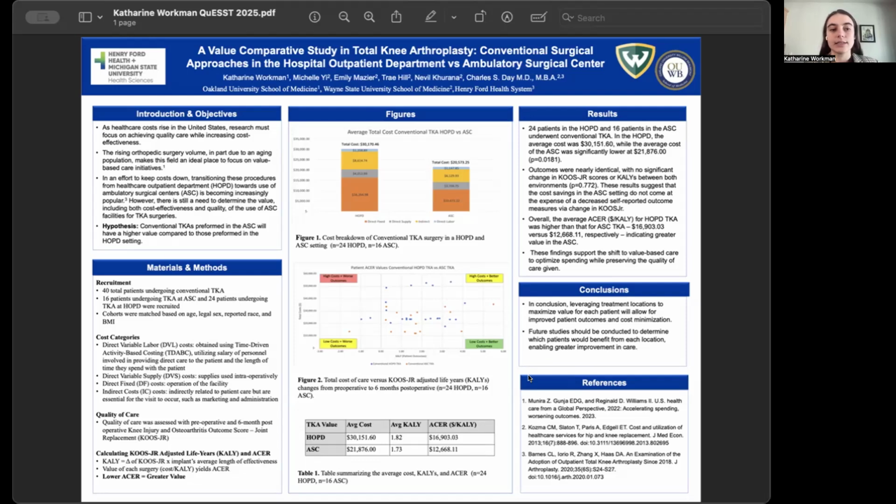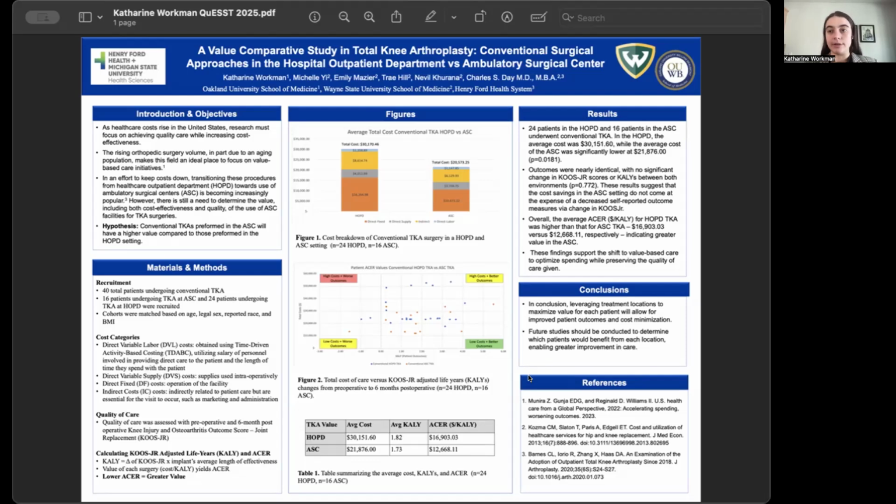So our hypothesis was that conventional TKAs performed in the ASC will have a higher value compared to those performed in the HOPD setting. For this study, we recruited 40 patients undergoing conventional, so non-robotic, TKA surgeries. 16 of those patients were at the ambulatory surgical center, and 24 of them were at the HOPD.